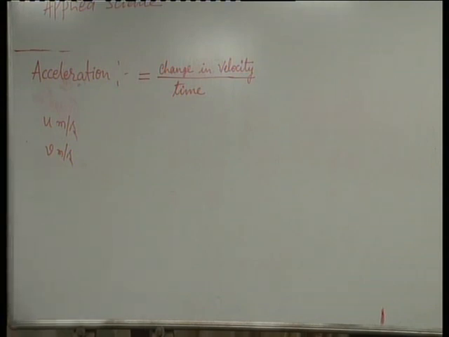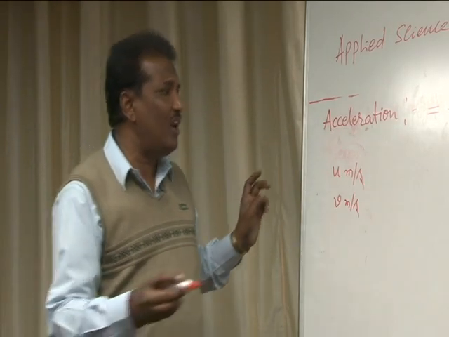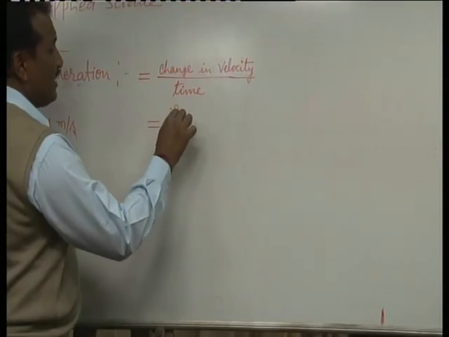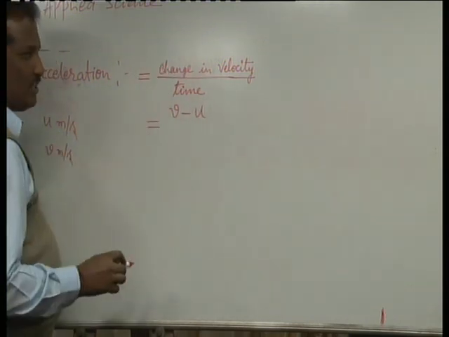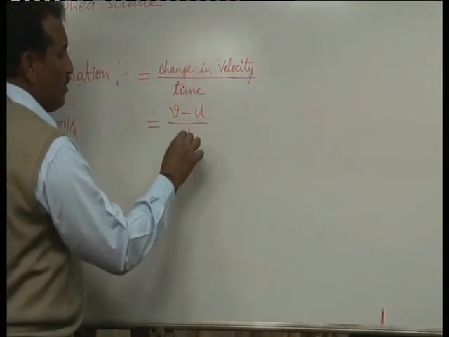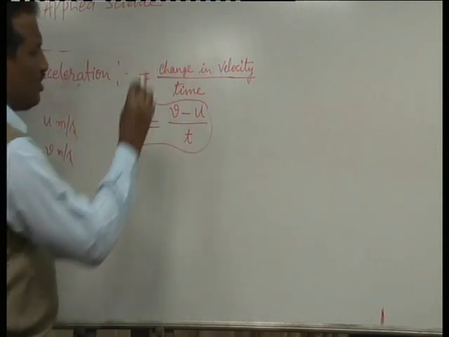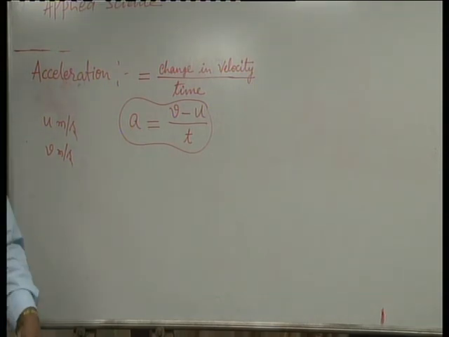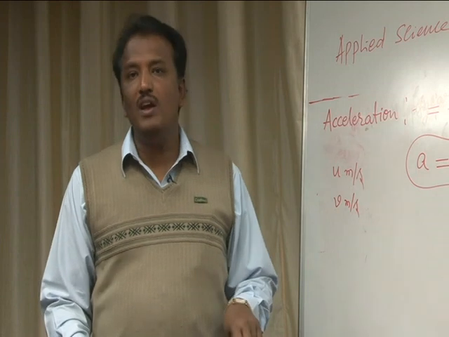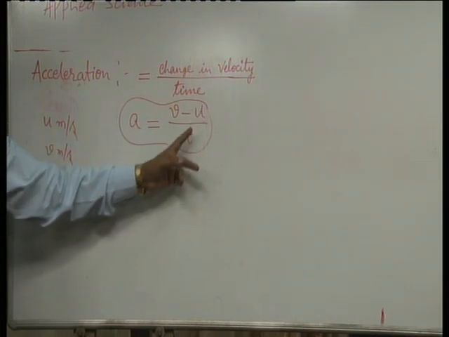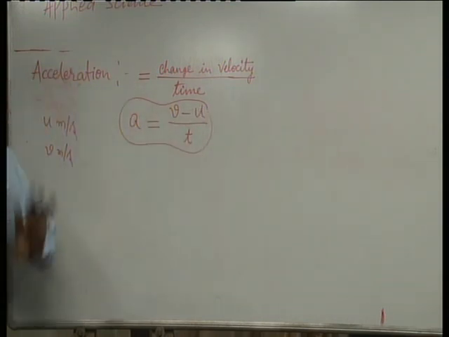Now, what is the acceleration of this body? Because its velocity changes, the change in velocity we can refer to as the difference between the final velocity and the initial velocity, v minus u, divided by t. This is the acceleration. This is one of the mathematical equations used to calculate the acceleration of a moving body. So, if the body moves with a variable velocity, it is the change in velocity, final velocity minus initial velocity, divided by the time taken, that is t seconds.